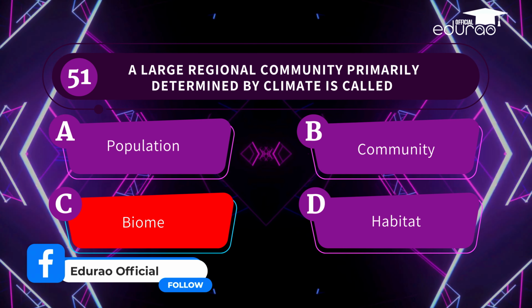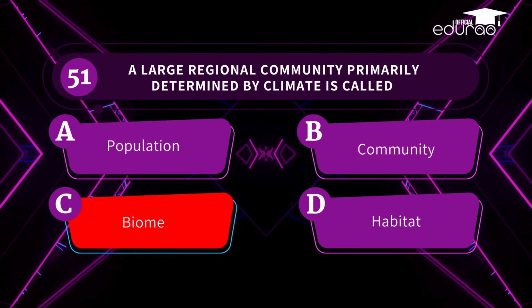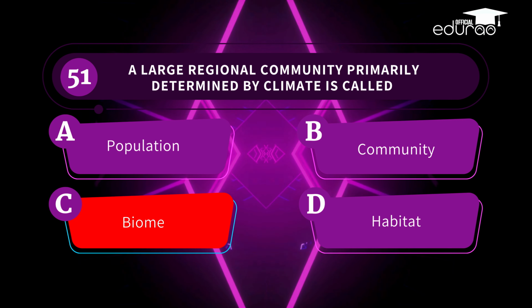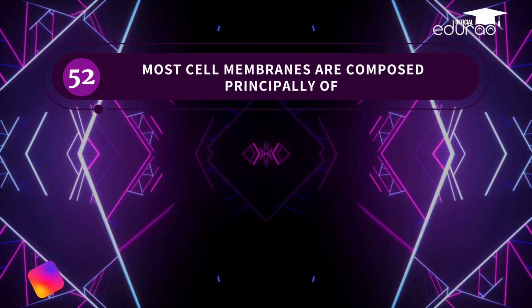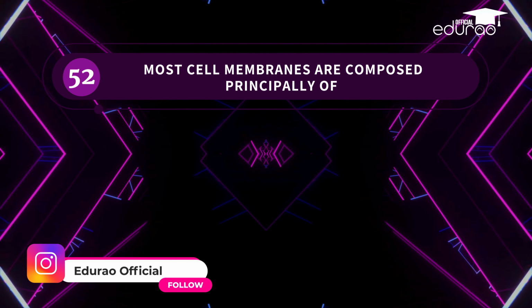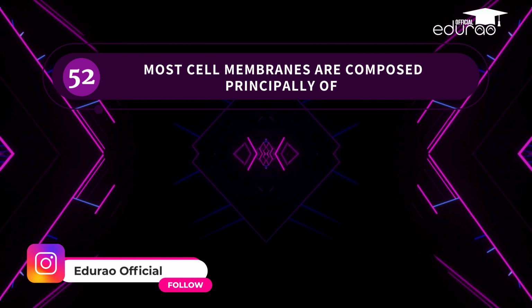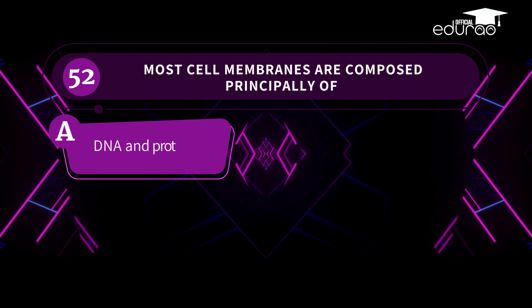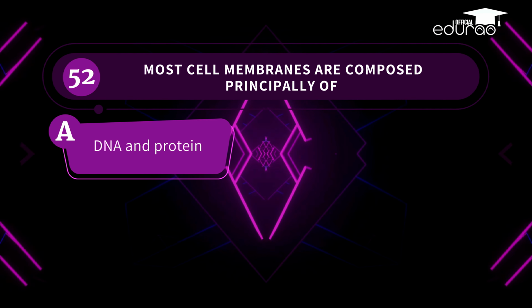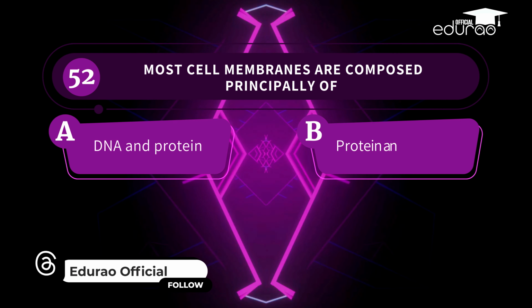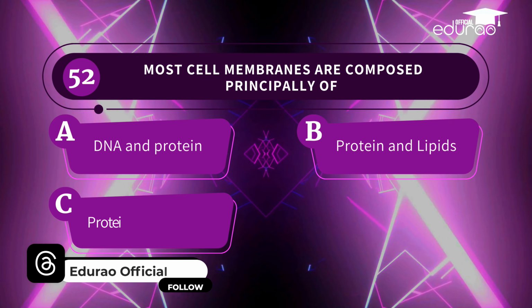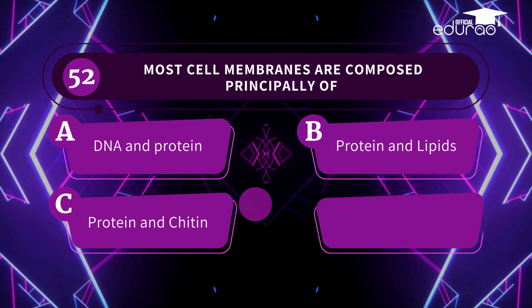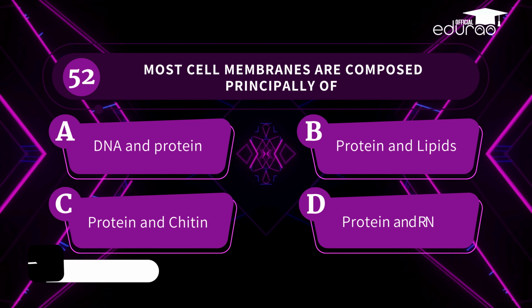That's exactly right. The correct answer is biome. Question 52. Most cell membranes are composed principally of A. DNA and protein, B. Protein and lipids, C. Protein and chitin, D. Protein and RNA.